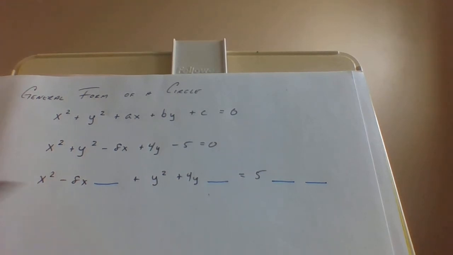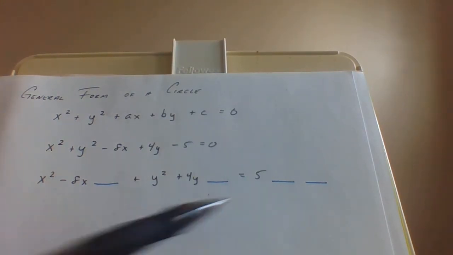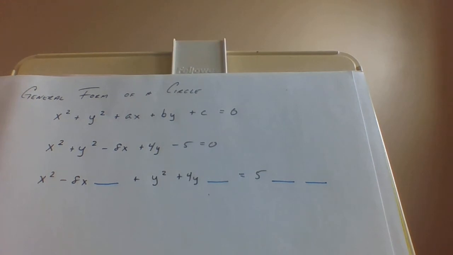And obviously, I've already moved my 5 to the other side by adding it to both sides of the equation from the previous step. And I left 2 more blanks on that right-hand side. I'm not allowed to add a number to my left side of the equation without adding that same number to the other side. We want to make sure our equation stays balanced.